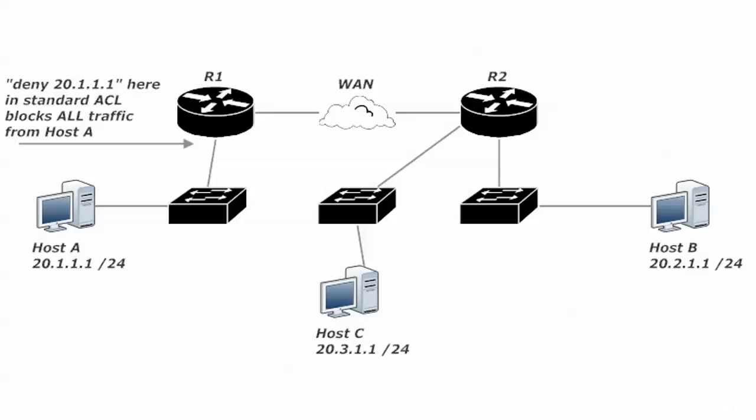Now, what about a standard ACL? Thing is, if we put deny 21.11 on router 1, the incoming interface, that's going to block all traffic from host A, and that is likely not what you wanted to do. Because if we were going to do that, we probably just would get rid of host A to begin with, right? Well, the thing is, not only is that going to block the traffic going from A to B, it blocks the traffic going from A to everywhere. And again, that's not what we want to do.